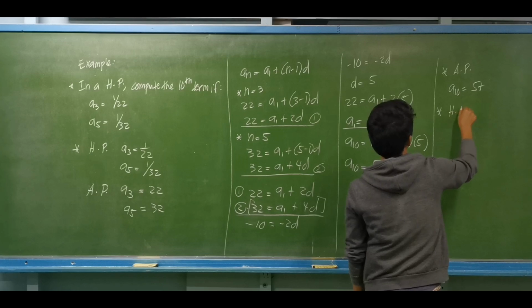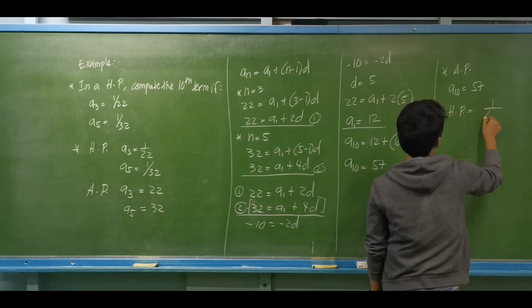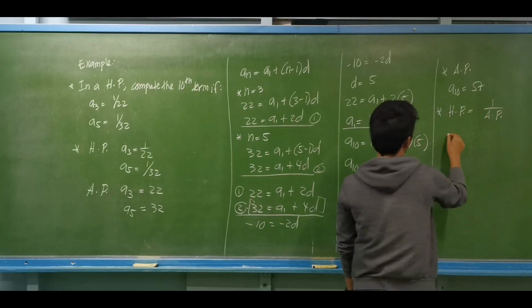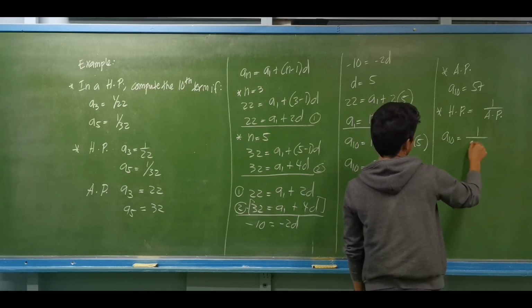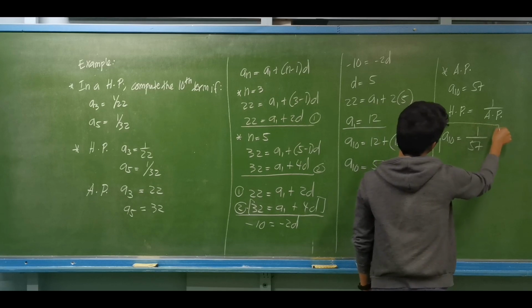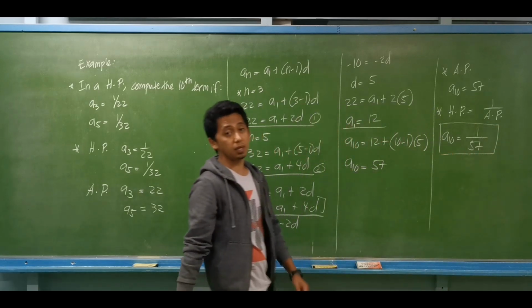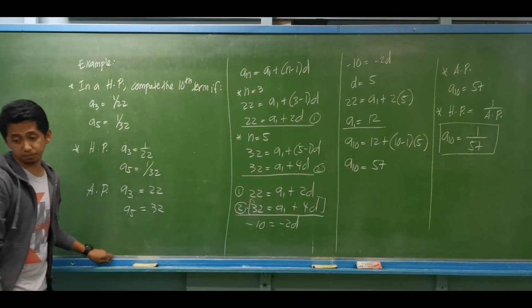For harmonic progression, the term is equal to 1 over the arithmetic progression term. The 10th term of the harmonic progression is basically 1 over 57. And this will be our answer, the 10th term of the harmonic progression.